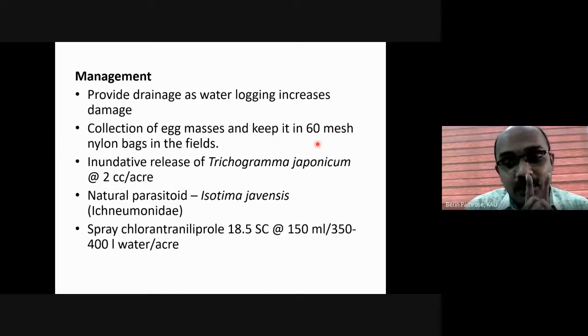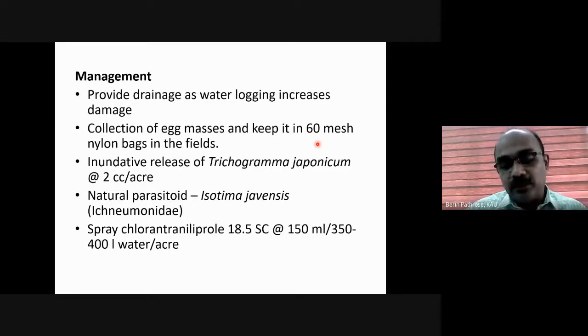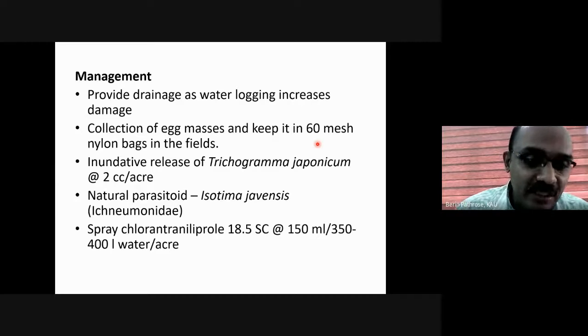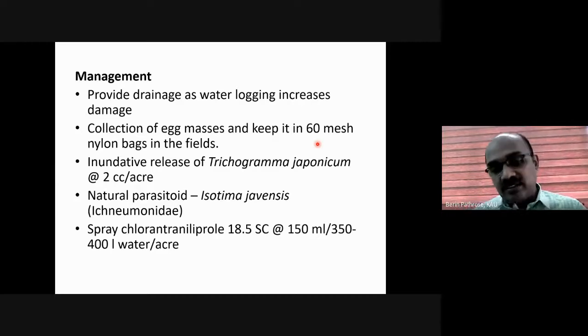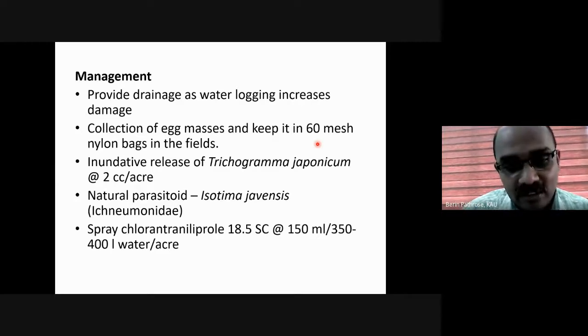Here, remember the species. This is Serpophaga species. So we have to go for Trichogramma japonicum at the rate of 2 cc per acre. That means 40,000 eggs per acre.